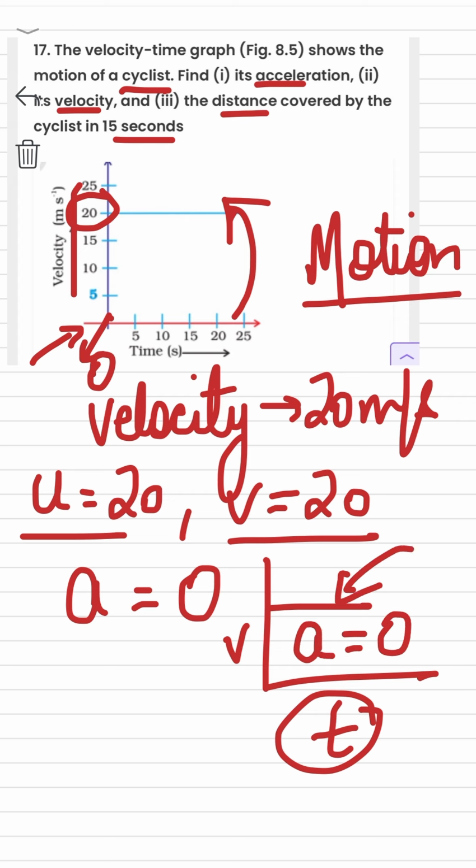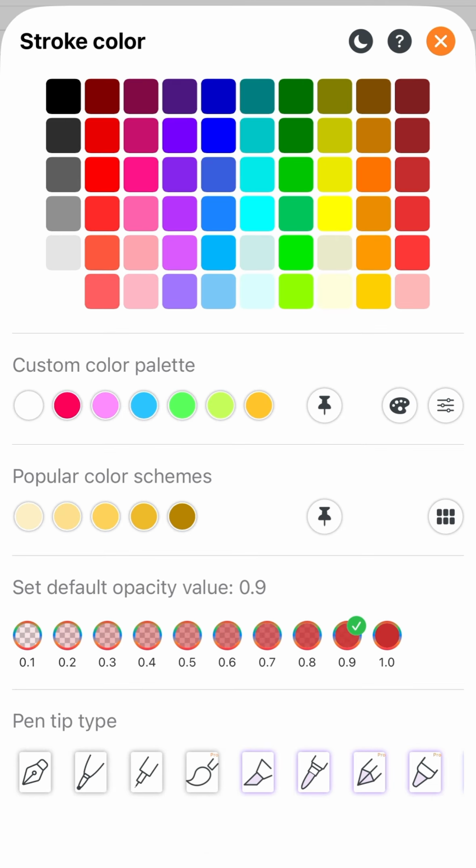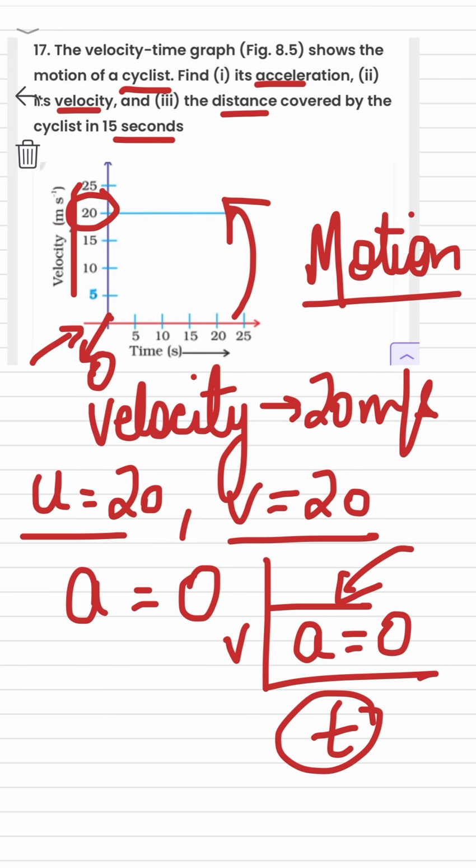in this case. Now the third part, they ask you about the distance traveled. You need to remember that distance traveled is given by the area under the graph. It is given by the area under the graph. Now in 15 seconds, this will be the area. It will be a rectangle.